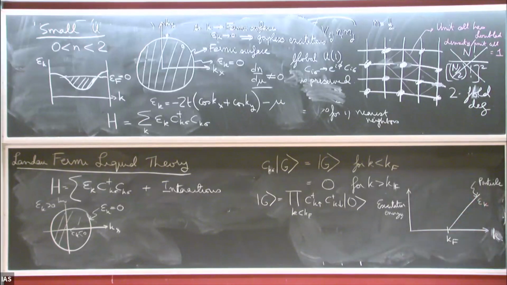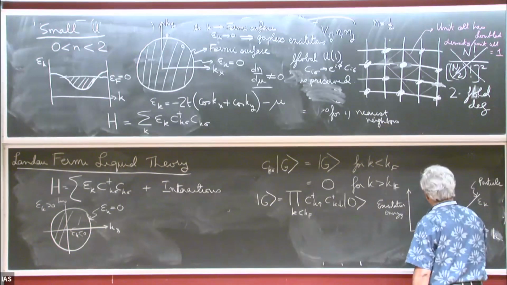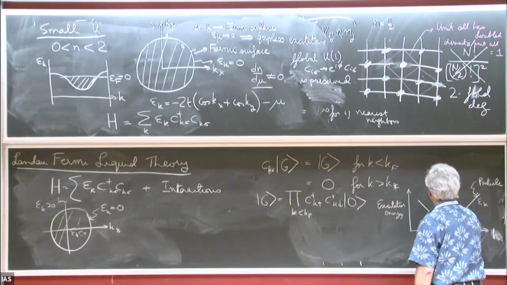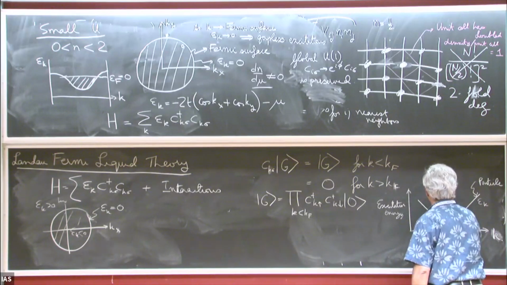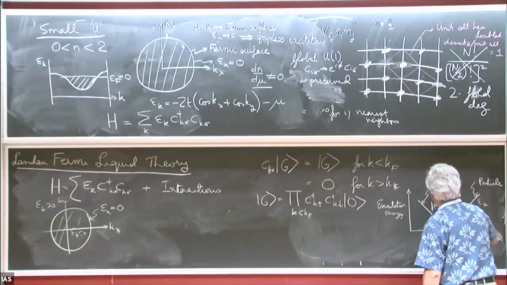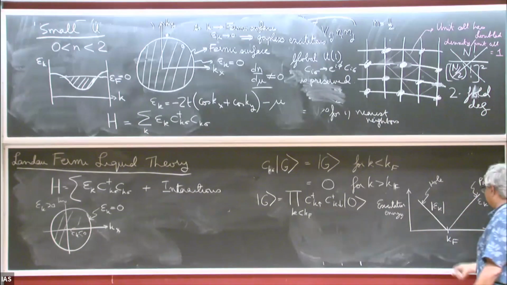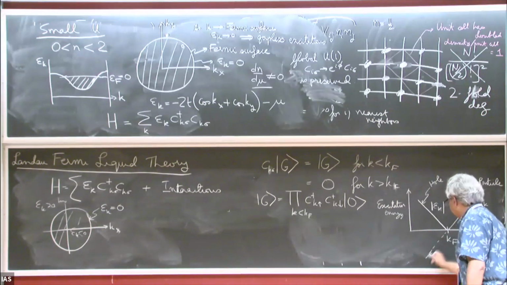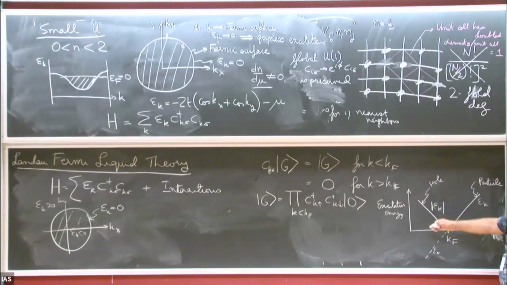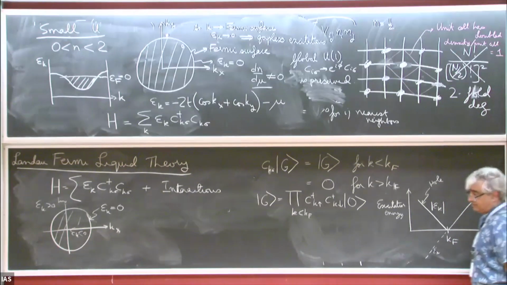And if k is smaller than kF, then you can remove a particle, and that's also going to cost you energy, but that energy will be the modulus of epsilon k. So this is a hole. Excitation energies have to be positive, otherwise you don't have the right ground state. And of course, this is epsilon k over here, which becomes negative. But to get the actual excitation energy, you have to take the modulus of epsilon k.